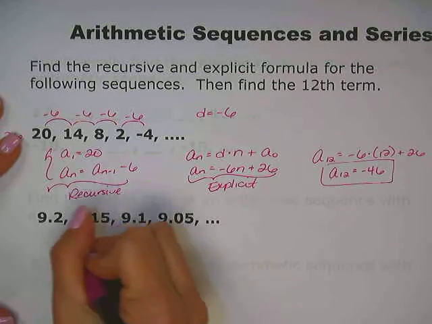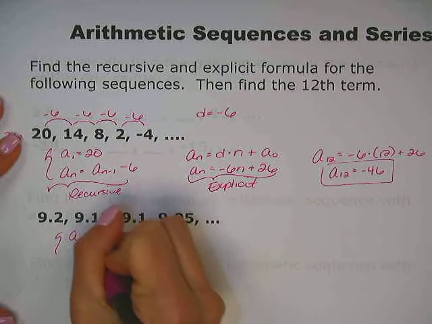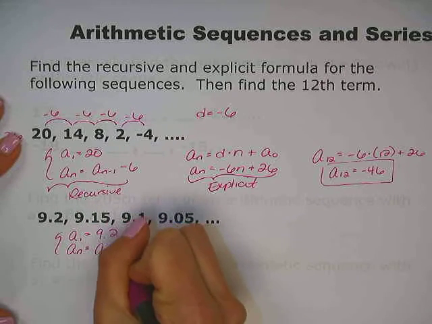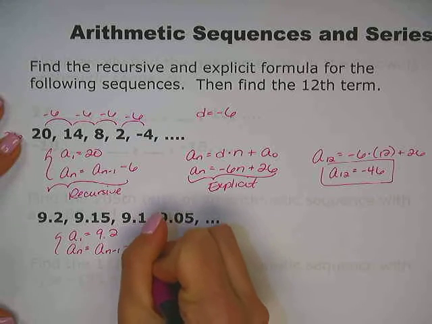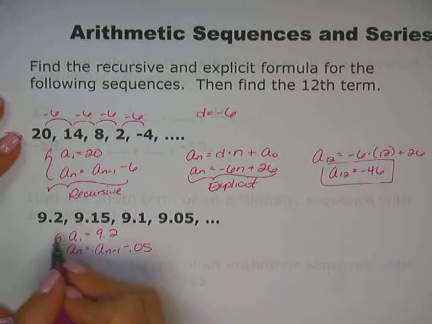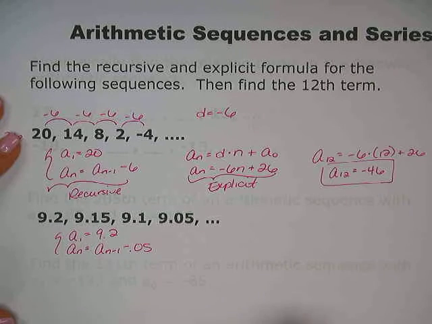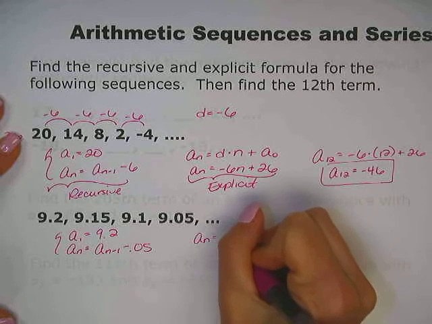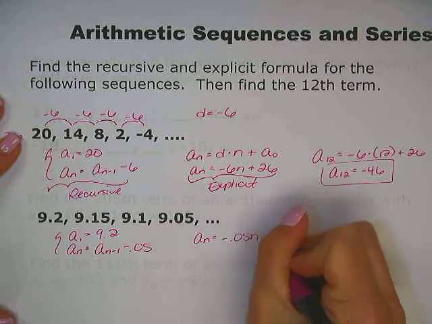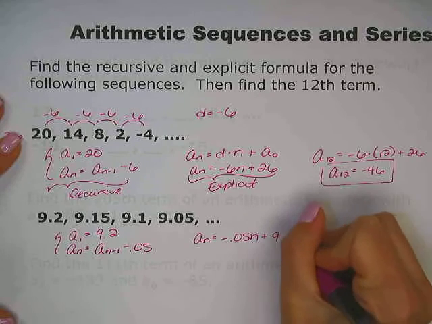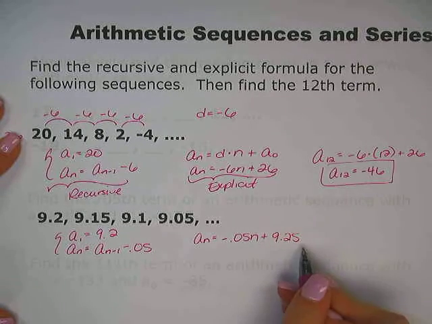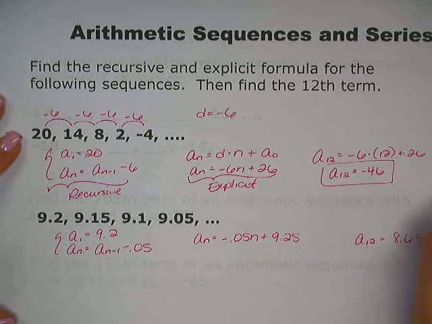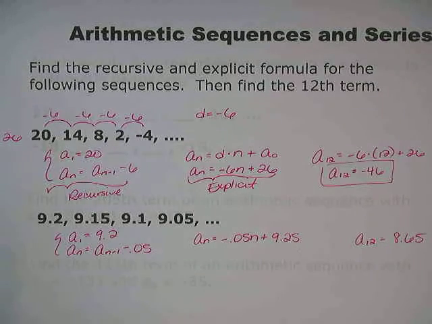The recursive rule for this came out to be a sub 1 equals 9.2, and then every term was a sub n minus 1, and then minus 0.05. The common difference in this case is -0.05. So this is my recursive rule. Let's find the explicit rule. A sub n equals -0.05 times n. My y-intercept came out to be 9.25, and that was the explicit rule. A sub 12 for this one came out to be 8.65. Hopefully you guys solved that out correctly.